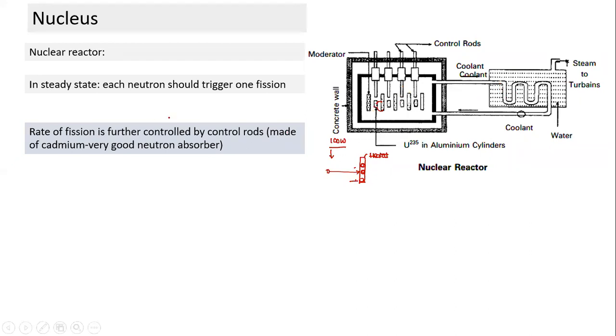If the rate of reaction is doubled, the heat generated also will become double. So how do we control the rate of fission? In addition to the moderator, we also have something called a control rod. What you see here, the control rods, are at a particular height. What does a control rod do? The control rod is made of cadmium, which is a very good neutron absorber. So just imagine what will happen if I lower the cadmium rod. If these rods are lowered, what will happen?